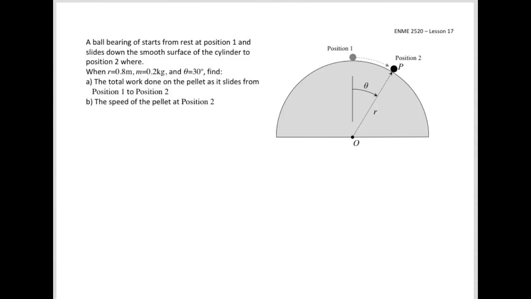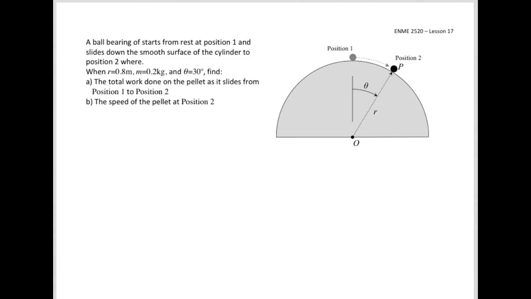Let's do an example where we apply this work-energy principle. So what we have is this ball bearing sitting on top of this curve, and then it starts from rest at position 1 and slides down the smooth surface of the cylinder to position 2. And so we have dimensions here. We'll work the problem dimensionless and then add in the dimensions later. And then we want to find the total work done on the ball bearing as it slides from position 1 to position 2, and then also the speed at position 2.